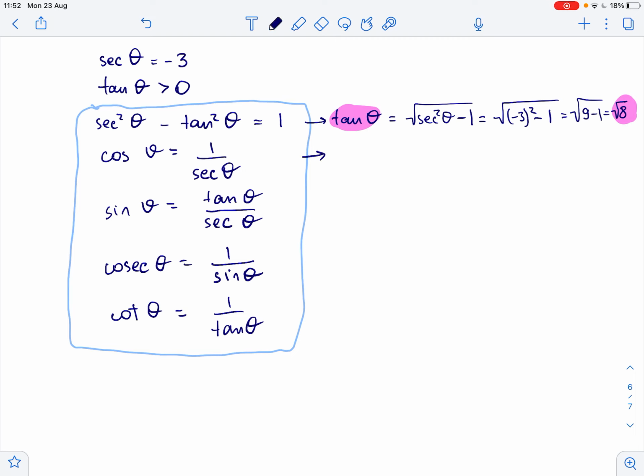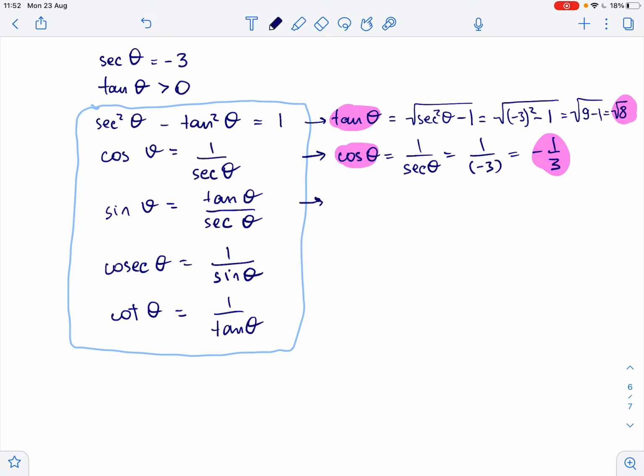Next, our next identity is that cosine of theta equals 1 over secant of theta. So this means that cosine of theta equals 1 over secant of theta, then it equals 1 over -3. So cosine of theta equals -1/3. Cosine of theta is -1/3.